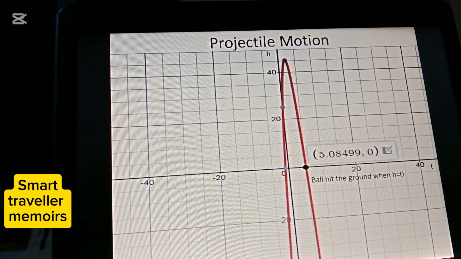And there we give the graph for the projectile motion, and we show you the ball hitting the ground when h is equal to 0. It will be 5.08499, which is approximately 5.1.